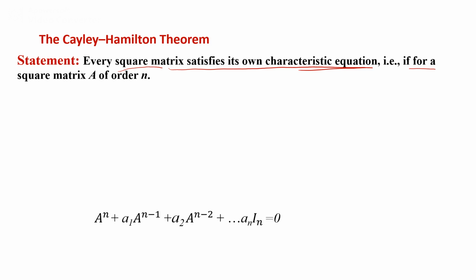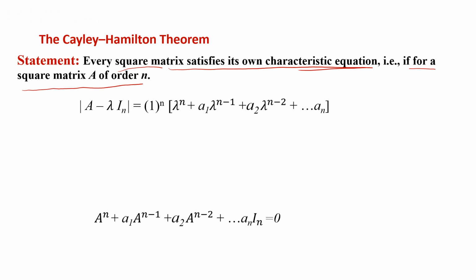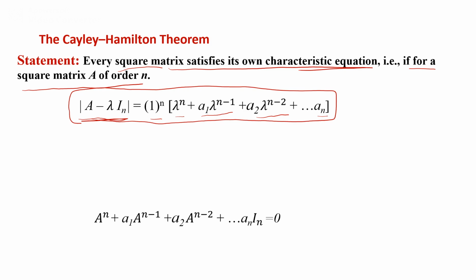That is, for a square matrix A of order n, the characteristic equation is the determinant of A minus lambda I_n. If we expand this, we can write (-1)^n lambda^n plus a1 lambda^(n-1), a2 lambda^(n-2), and so on, an. So every matrix satisfies its own characteristic equation. That is the statement of the Cayley Hamilton theorem.